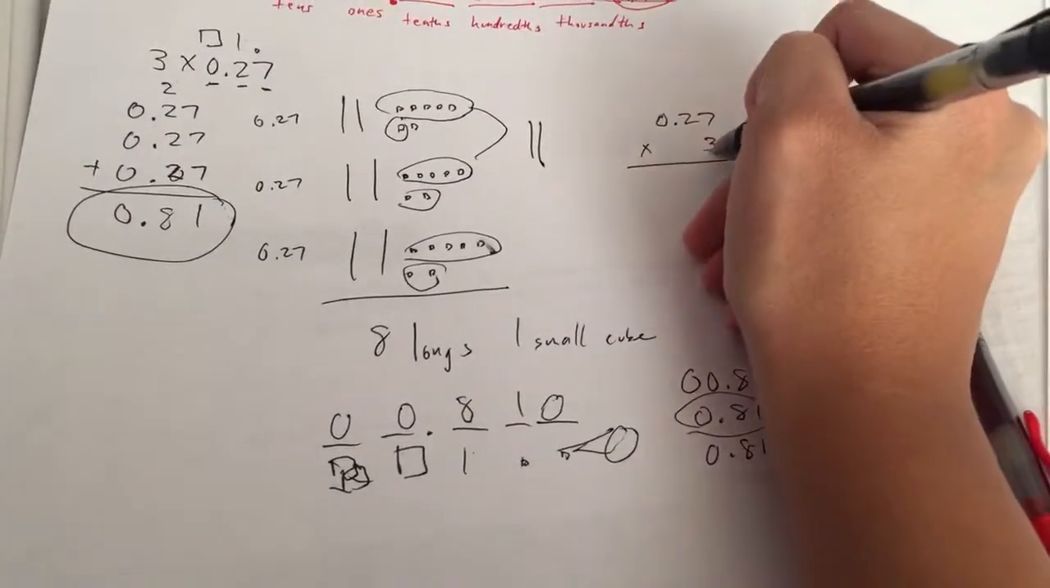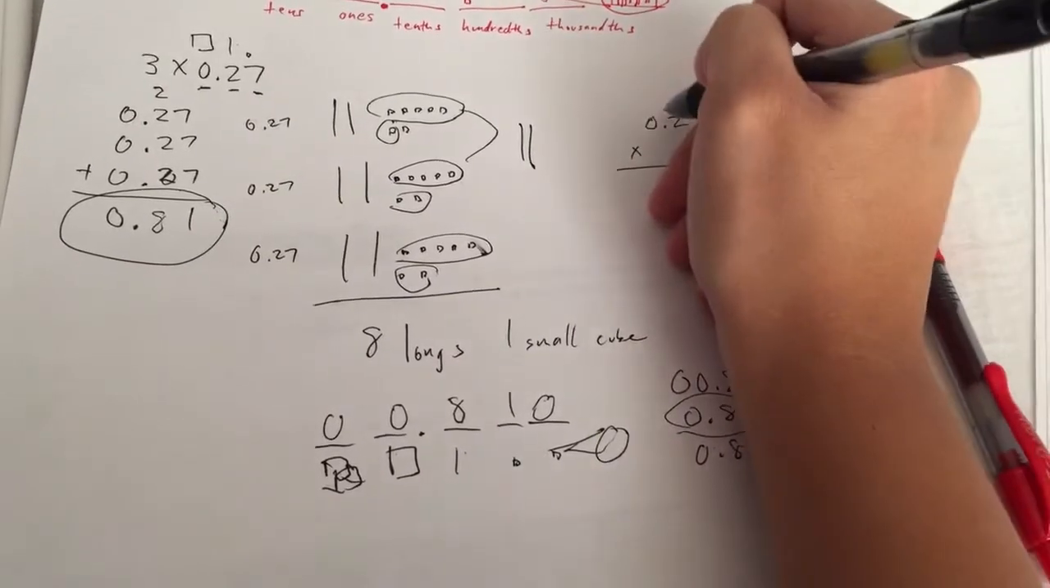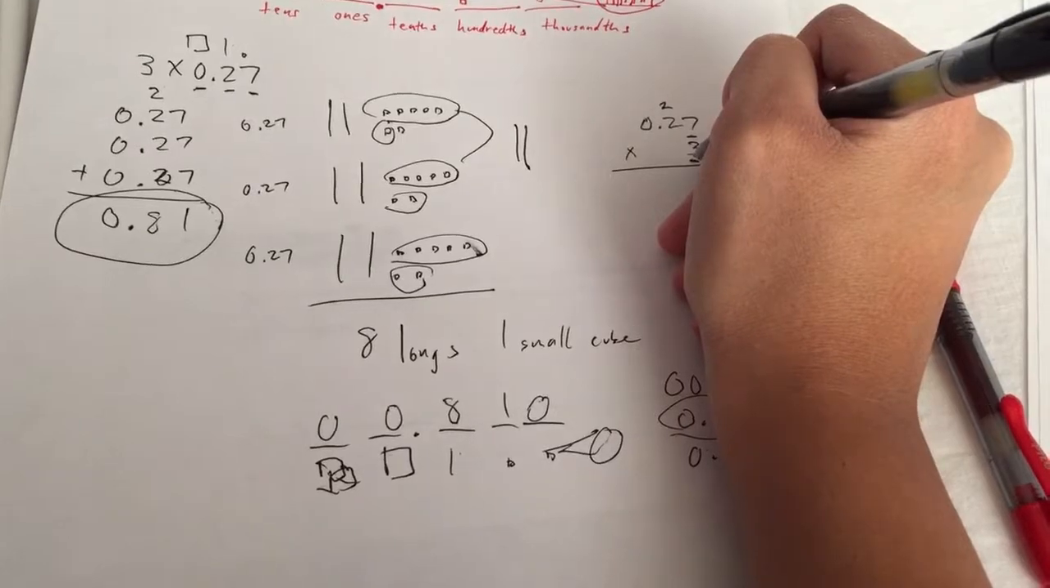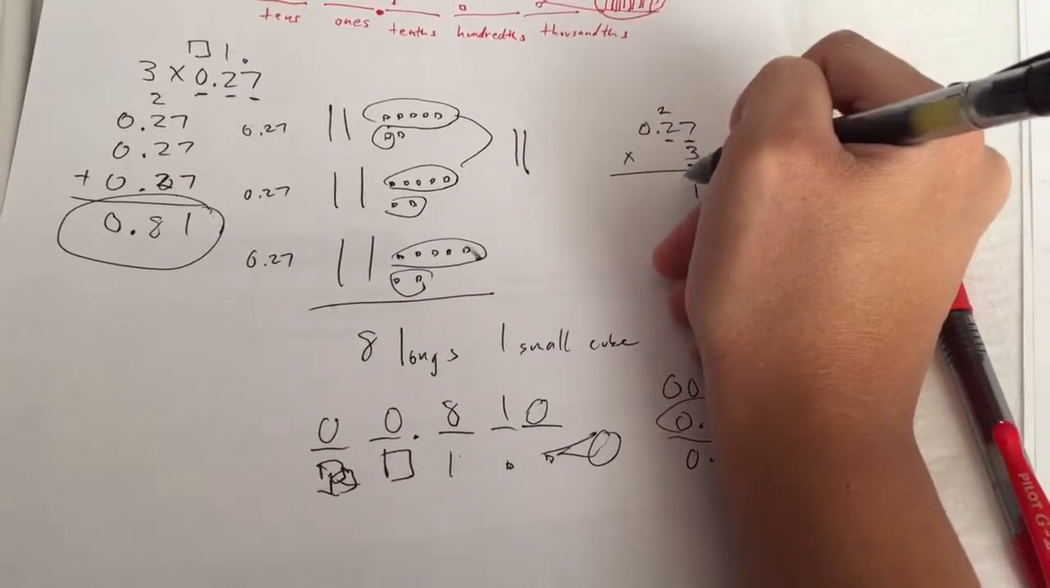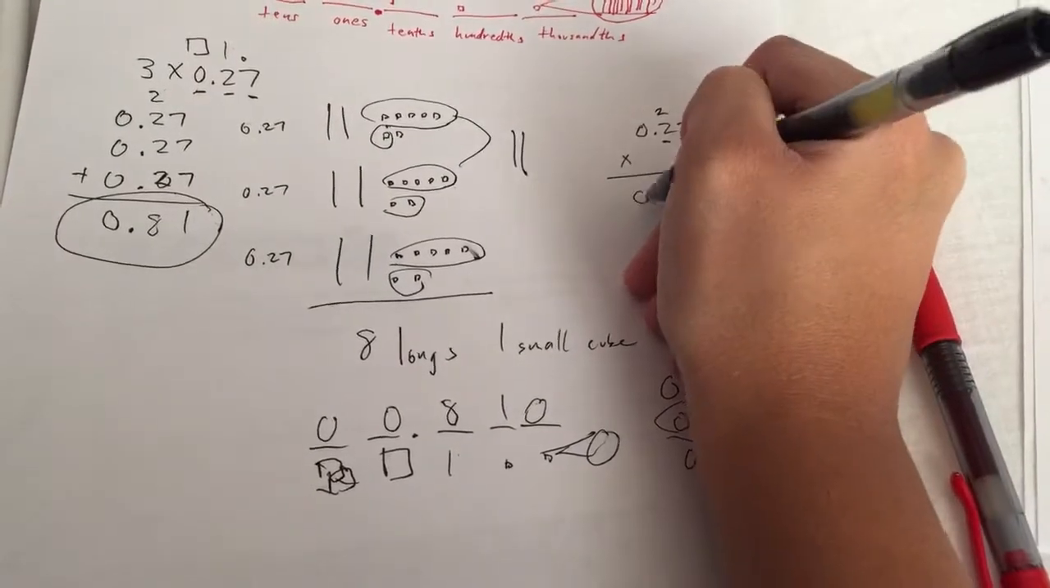And here you're going to do 3 times 7. 7 times 3 is 21. If you need, you could use a multiplication touch math cheat sheet. 3 times 2 is 6, plus 2 is 8. 3 times 0 is 0.